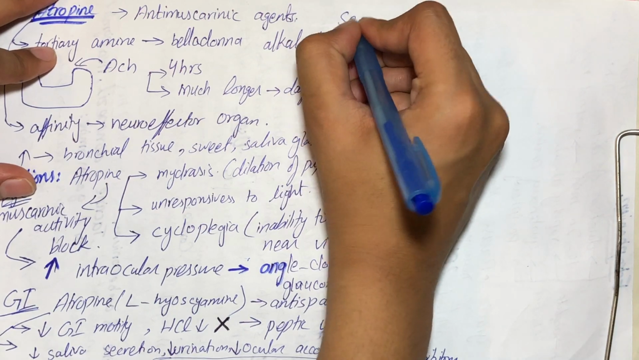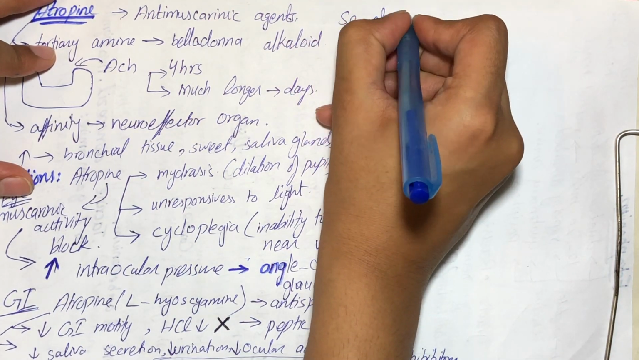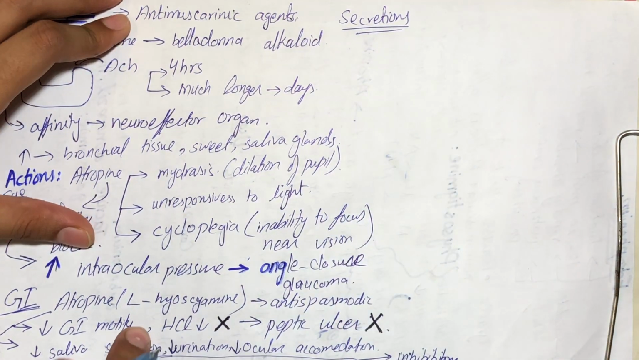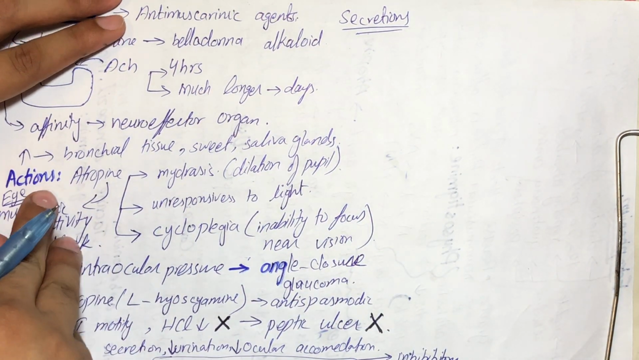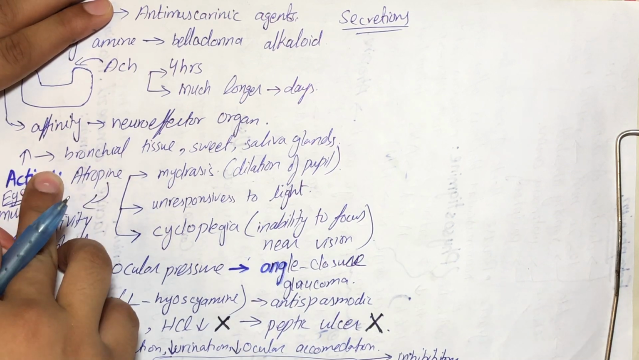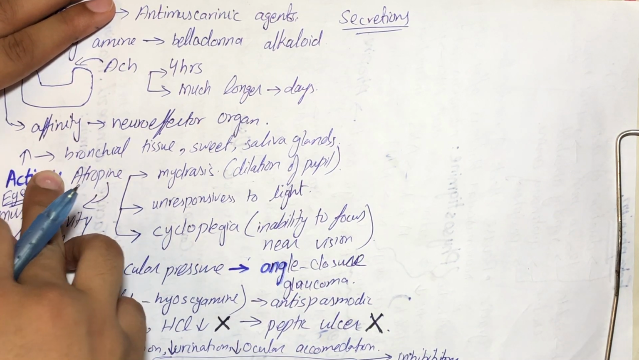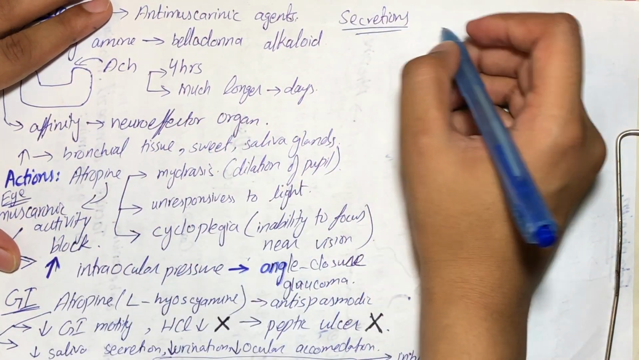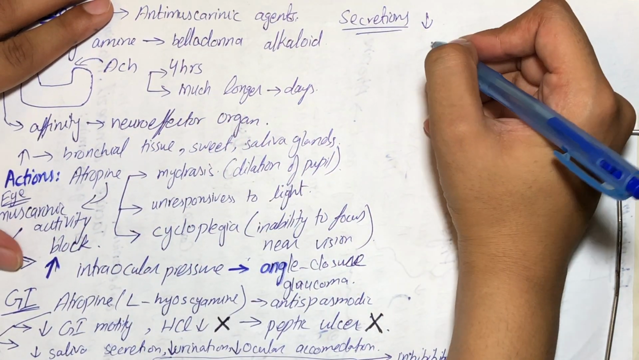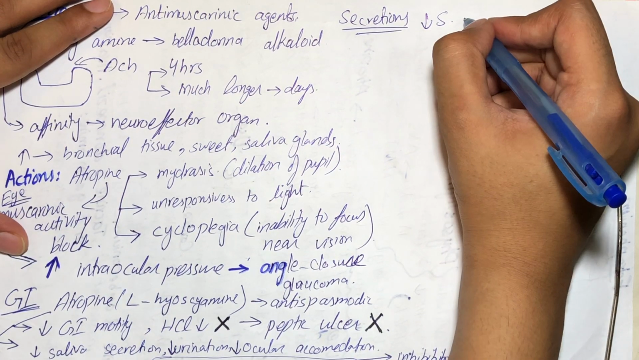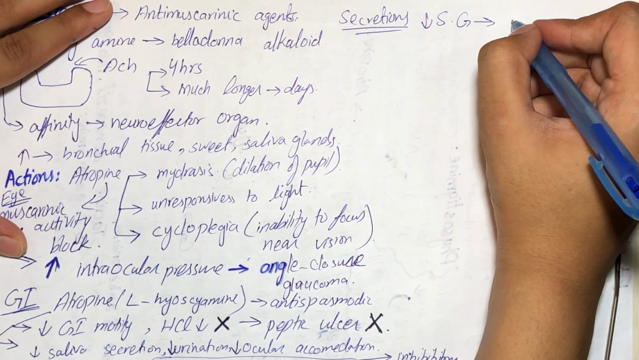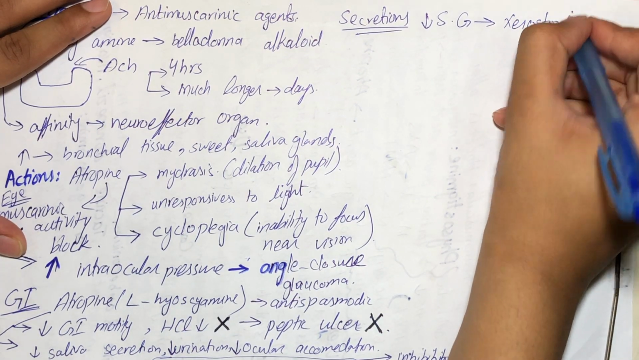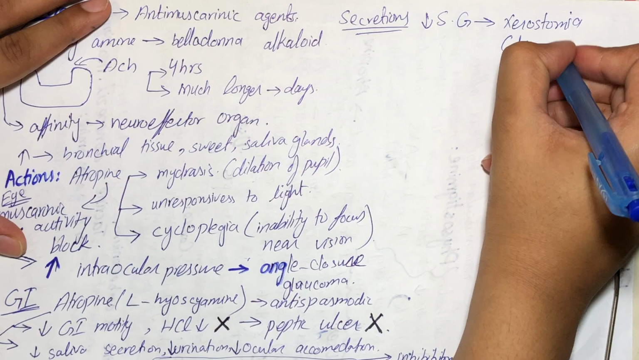Now if we talk about the secretions which are affected by the action of atropine, as I have told you earlier, the inhibitory effect of atropine is much more in bronchial tissues, sweat glands and salivary glands. So there is a decrease in the secretion of salivary glands. In this way there is xerostomia, which is dryness of mouth.